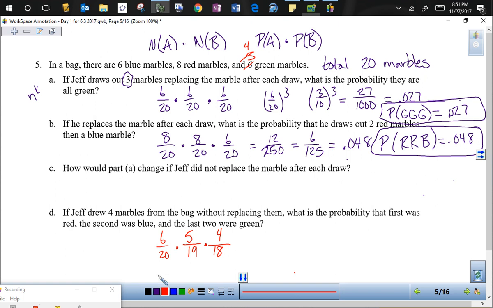Okay, so multiply those all together, and we've got 1 over 57.